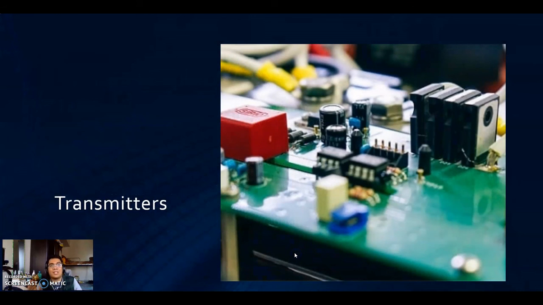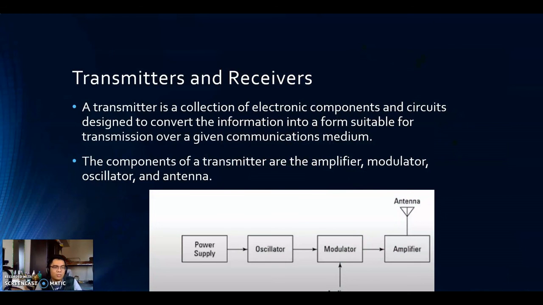Okay, so now that we have discussed transmission modes and other concepts related to that, we now move to transmitters. So, what is a transmitter? A transmitter is a collection of electronic components and circuits designed to convert the information into a form suitable for transmission over a given communications medium. The components of a transmitter are the following, as illustrated in the figure below. It has the amplifier, modulator, the oscillator, and the antenna.